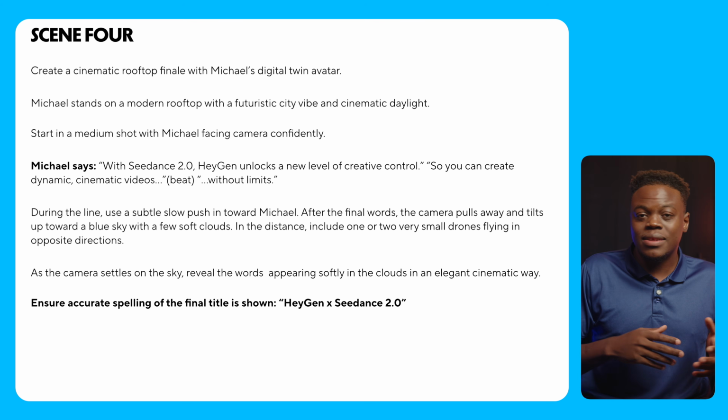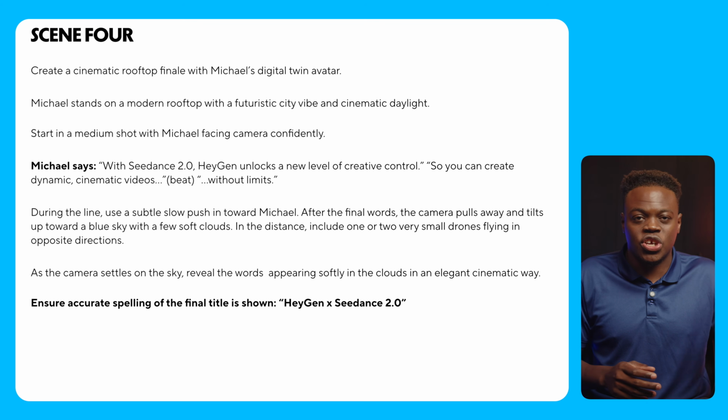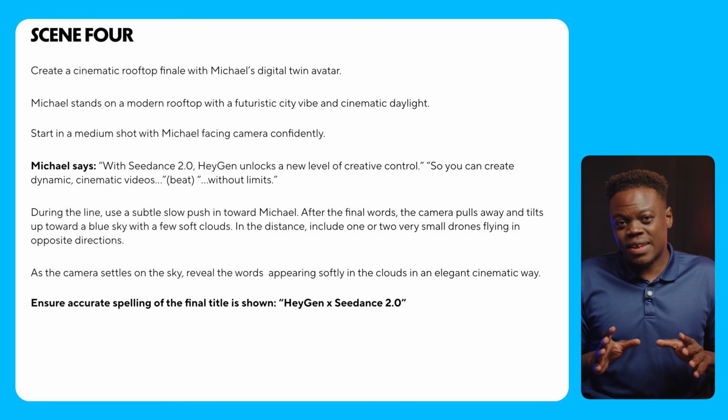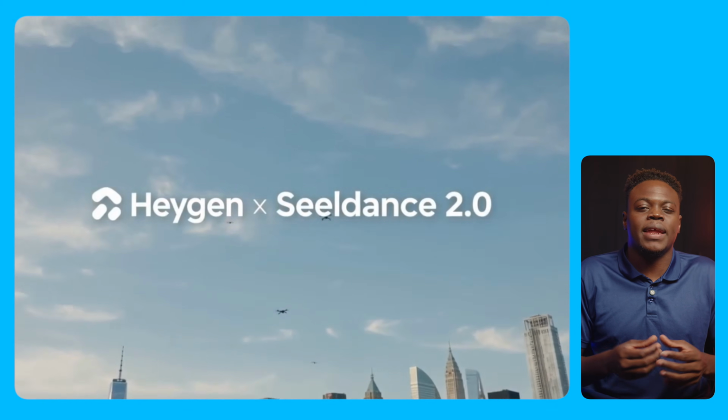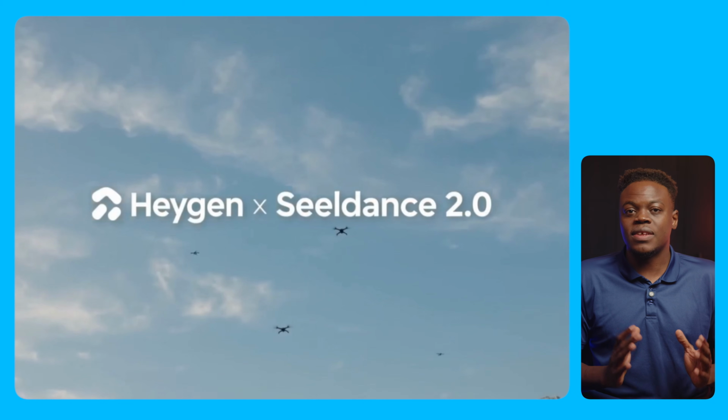Okay, so for the final scene, I used the same general approach. I described the scene, the movement, the dialogue, and how I wanted the shot to end. Now, this one took 2 tries, mostly because the text at the end wasn't rendering accurately the first time. That could have been partly user error since I didn't emphasize the spelling enough in my original prompt. So in the second version, I gave it clear instructions to preserve the exact spelling, and it worked beautifully. And you may want to consider this anytime you have to use text in your video.